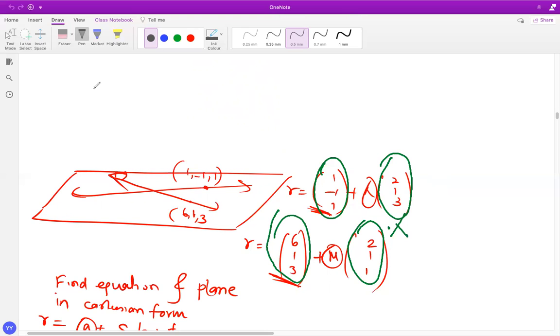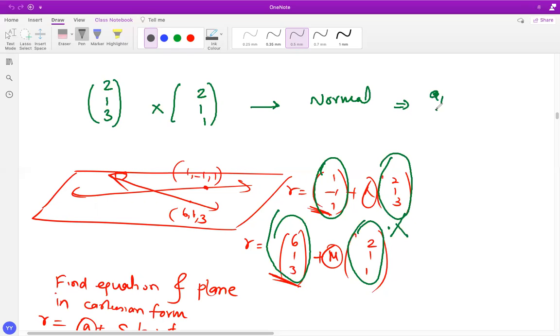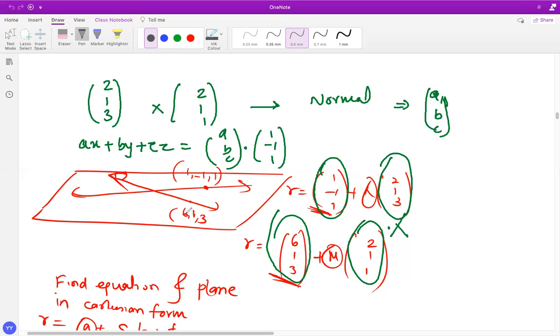Once we get the cross product of, let's say, (2, 1, 3) with (2, 1, 1), this is your normal. Let's say I assume the normal is (A, B, C) once you do the cross product. So your equation of the plane will be Ax plus By plus Cz equals the dot product. I can take the dot product with either (1, -1, 1), or I can take it with (6, 1, 3). Whatever answer you get, that's the equation of the plane. I have just written it in generalized form because I don't know what the answer for this is.